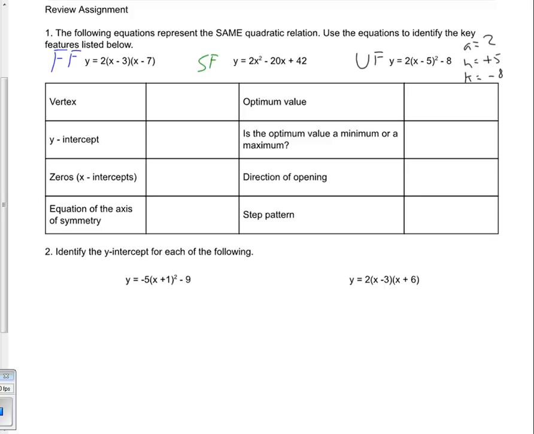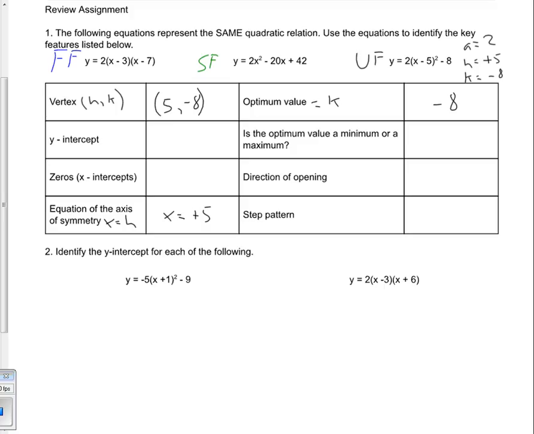Well, the vertex is always the H, K value. So for us, it happens to be 5, negative 8. The y-intercept, we can get from, not from the vertex form. The zeros we can't get from vertex form, but the equation of the axis of symmetry is when x is equal to h. We know that the h value is 5, so when x is equal to positive 5. The optimum value is equal to the k value, so the optimum value is negative 8.